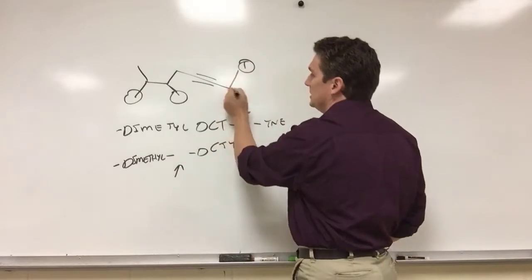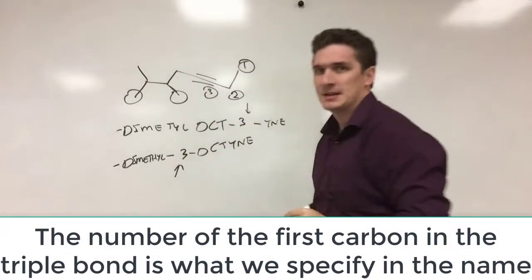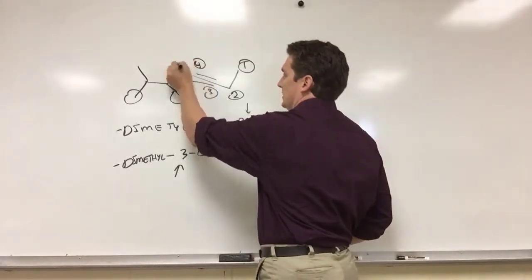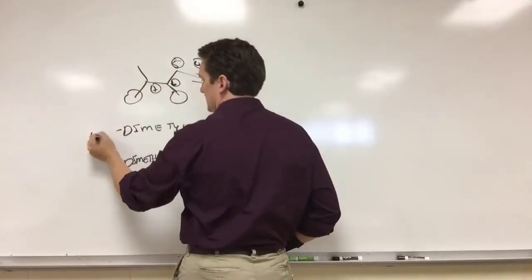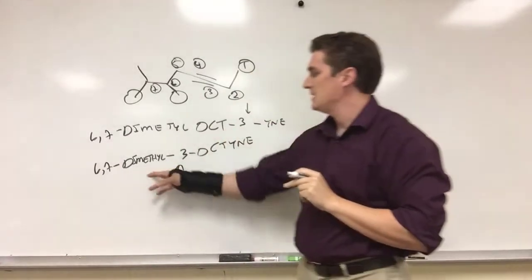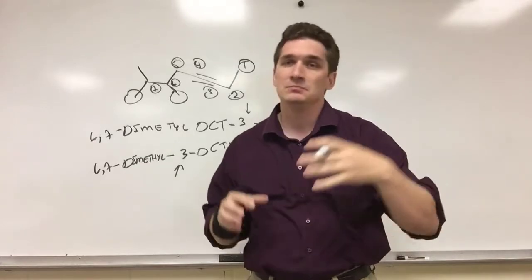So this is going to be 1, 2, 3 octyne, or oct-3-yne. We have 4, 5, 6, 7. So this is going to be 6,7-dimethyloct-3-yne, or 6,7-dimethyl-3-octyne. So this is how we name our simple and branched alkynes.